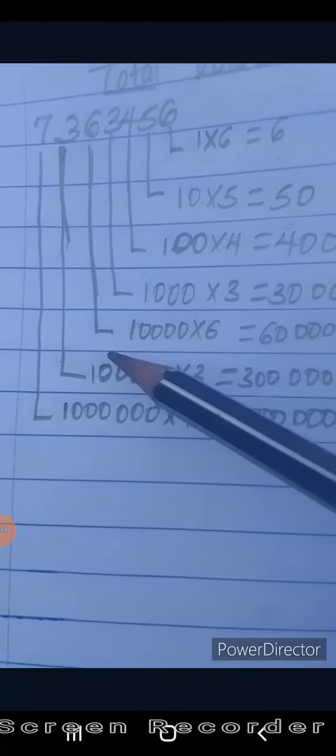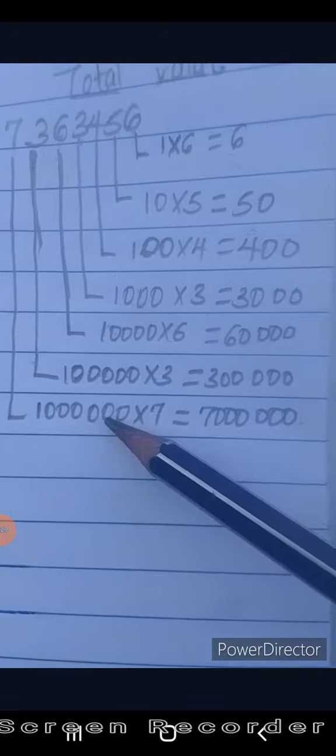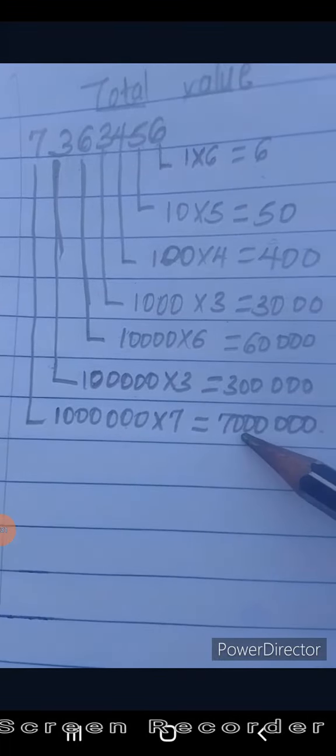3 is under hundreds of thousands. Take 100,000 times 3, you get the total value of 300,000. 7 is under millions. Take a million times 7, you get 7 million, and that is it.